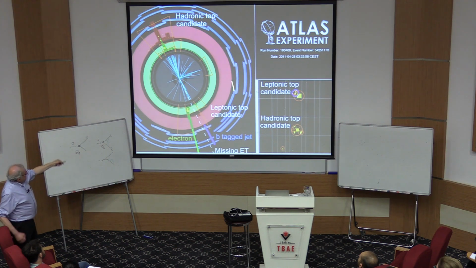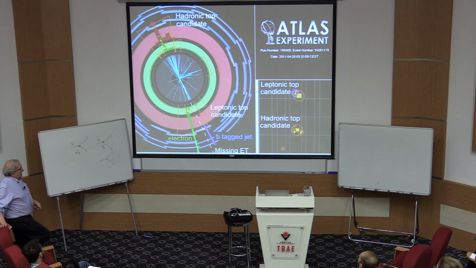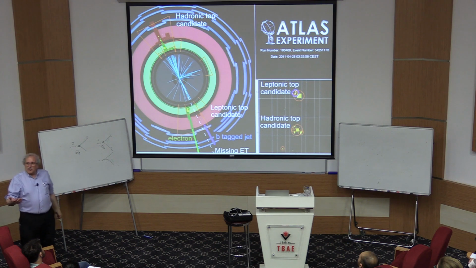The red is a hadron calorimeter. You can see that the hits are all in the electromagnetic calorimeter, and there's a track pointing to it. So this is an electron. Here there's a jet. The jet has a b tag in the way that I described in the previous lecture.